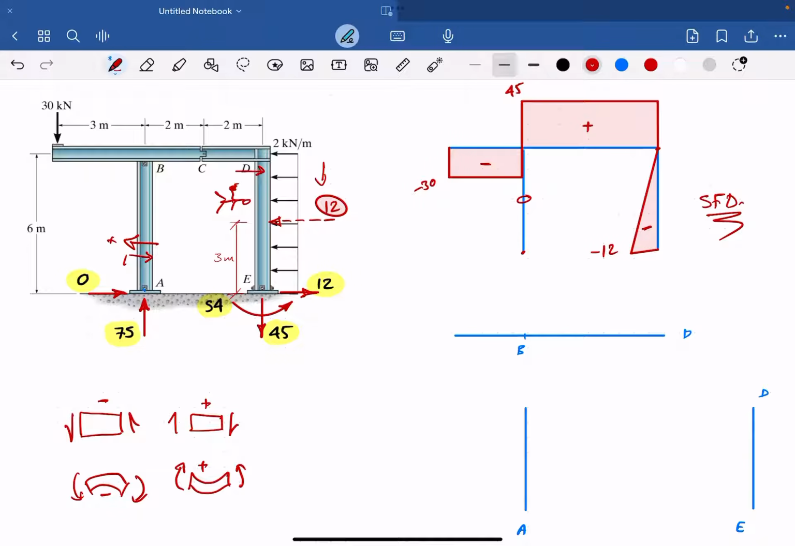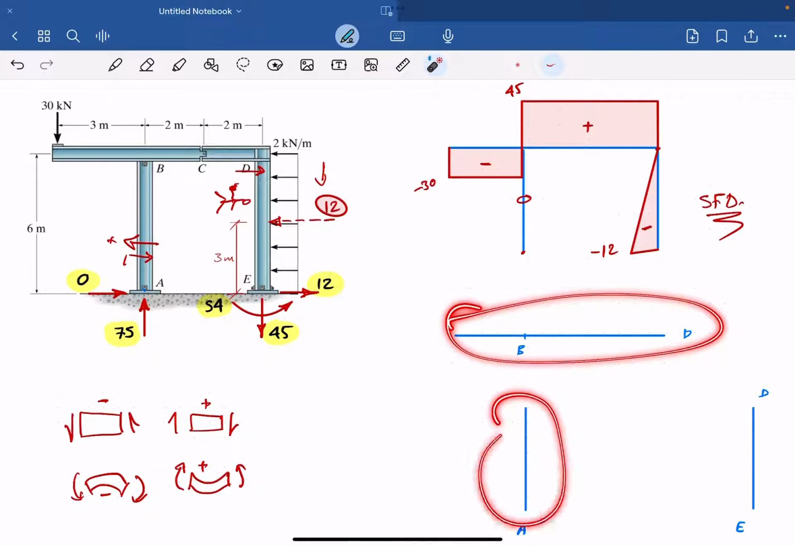How about the bending moment diagram? You can draw the bending moment diagram in separate parts, like what we can see here, or you can combine them.